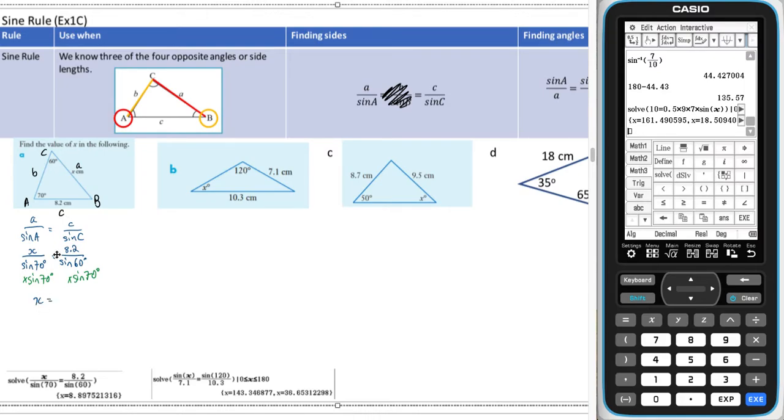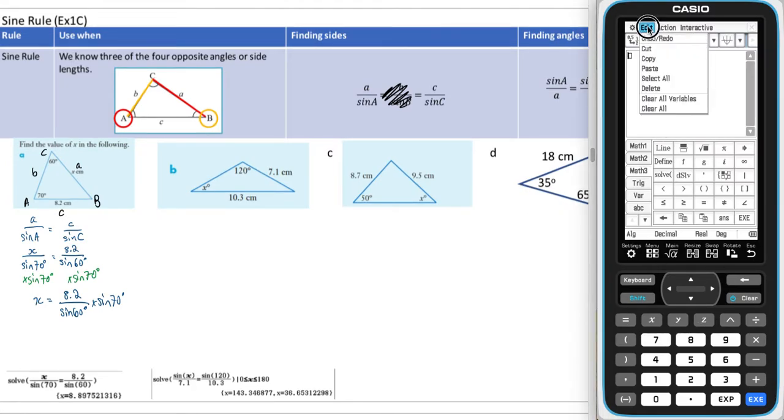So, let's just say your ClassPad's dead or you only have a scientific calculator. You can rearrange this using algebra and then just type it into your ClassPad. So I'm just going to clear all, and clearing all variables sometimes helps flush out your ClassPad if you're having a few troubles. 8.2, and on the denominator, multiply by, and we get 8.90, usually it's 2 decimal places for side length, and our units are centimetres.